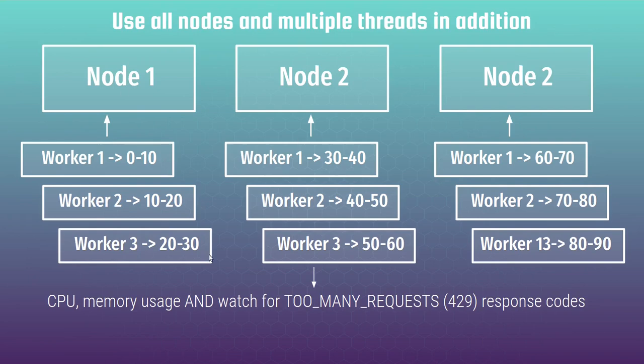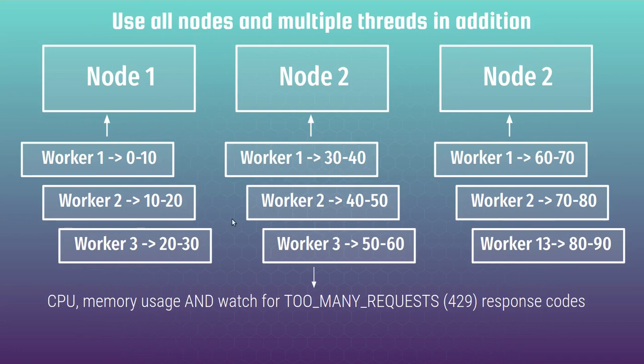The question which appears here: how to choose the number of workers? Simply test it and monitor your CPU, memory usage and watch another essential parameter. It is called too many requests, and if you notice a response code like 429 in your logs, then it means that you reached some threshold, and that's the way you can find the maximum number of workers you can run.